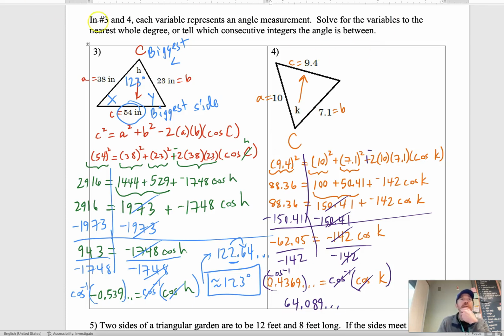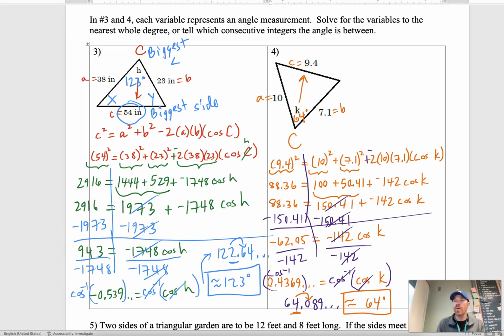Our rounding instructions are nearest whole numbers, so that's going to be 64 degrees. That would be our angle measurement there for K, 64 degrees. And again, this is difficult to judge if it's reasonable or not. Hey, should that be 64 degrees? I don't know, because it should be less than 90 since we don't have the biggest side opposite, but otherwise I don't know because I don't have the other angles. So it can be difficult to judge here without knowing more information.